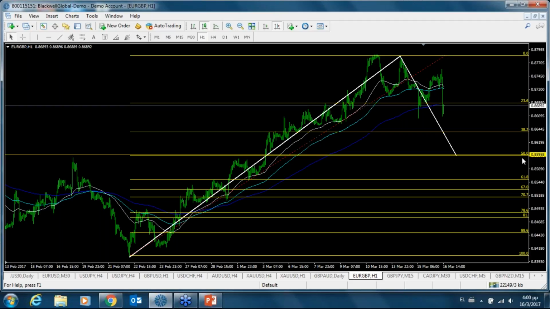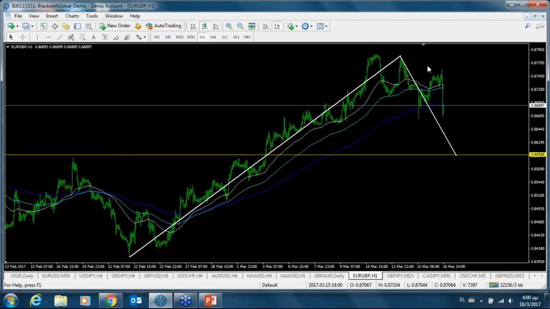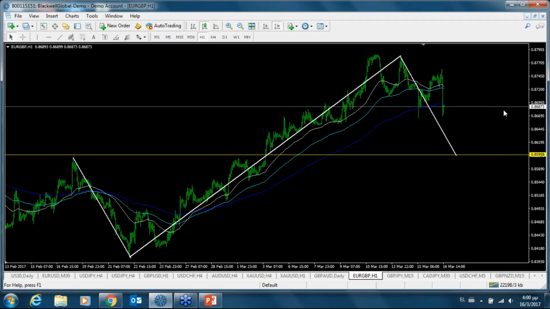As I pull my 50%, I see my 50% just lands exactly on the dot as my AB equals CD. So that's a good sign. Okay, that's a very good sign. So that is a good sign to expect more fall of the euro versus the pound to the downside here. But again, price action is number one.